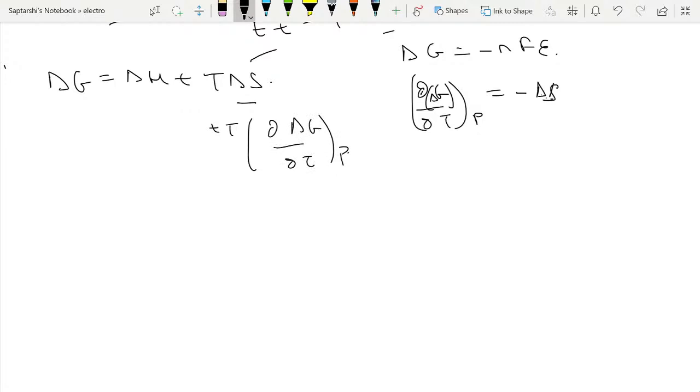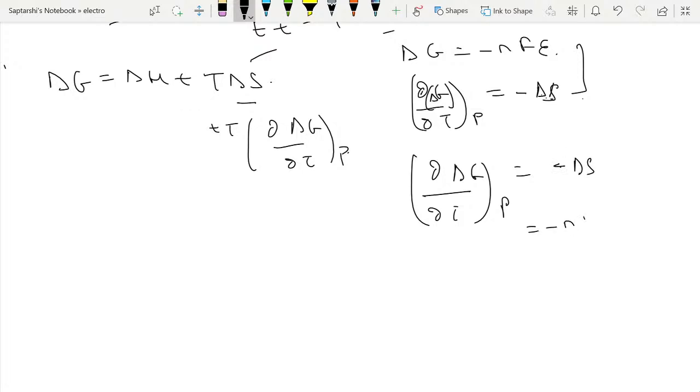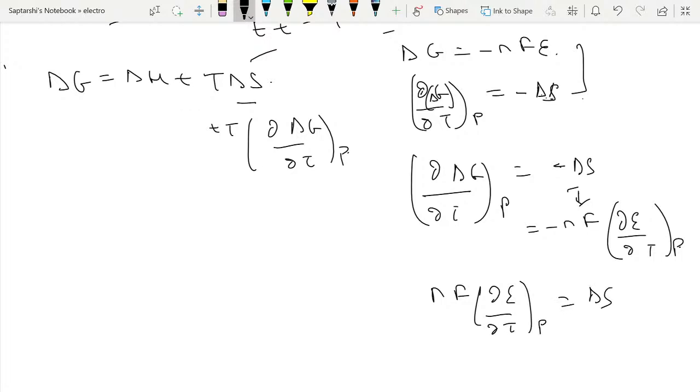Okay, simply using thermodynamics, and using these two also, we can write that delta G by delta T at constant P is equal to minus delta S, and this is also equal to minus nF of delta E by delta T at constant P. So we can write from these two that nF delta E by delta T at constant P is delta S. This is very famously used in calculation.